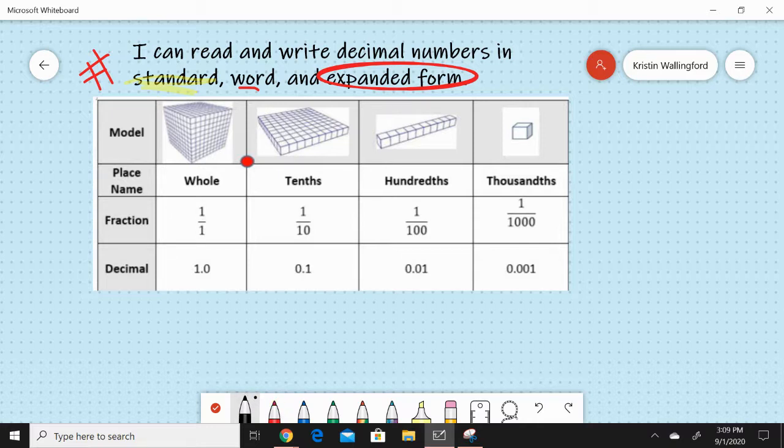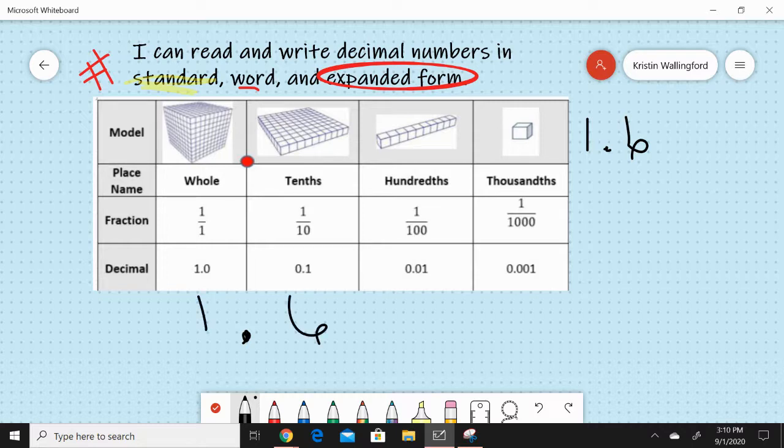Let's say that our first number is going to be 1.6. Now, when I say 1.6, that's actually incorrect. So we have to learn how to read these numbers correctly. So the first thing I'm going to do is fill it in the chart so that I know where it goes. So there's my decimal. I got a 1 here and a 6 here.